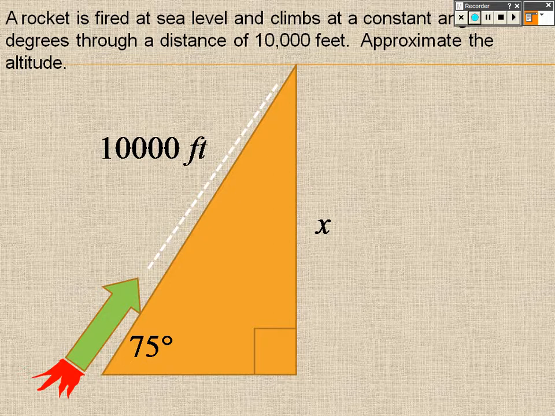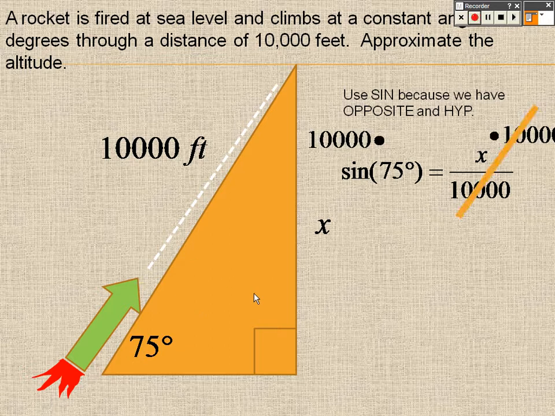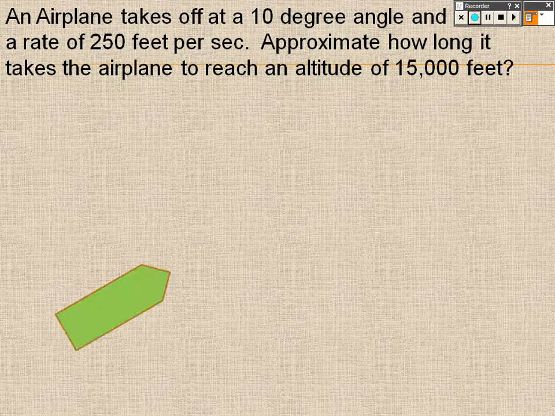So to do this, this angle measure that we know, opposite, hypotenuse. So what uses opposite over hypotenuse? That's sine. So sine of 75 equals x over 10,000. I'd multiply both sides by 10,000, and you end up getting about 9,659.26 feet.